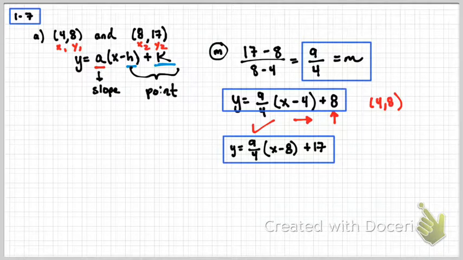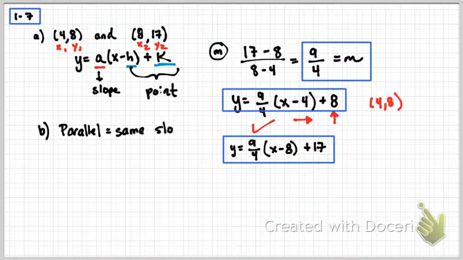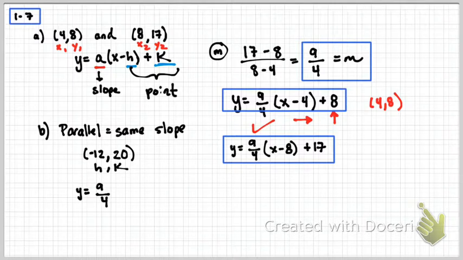The second question is, find the equation of a line that is parallel. Parallel, when you hear that word, you need to think same slope. Parallel to the result in part A, but goes through the point (-12, 20). Okay, (-12, 20). Again, I can think of this as my HK. And I'm going to use the same slope as I have before, because it's parallel, so it's 9 over 4.